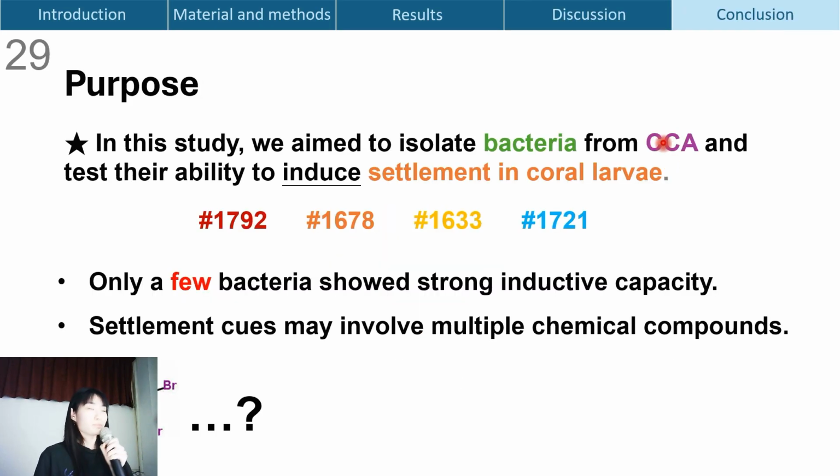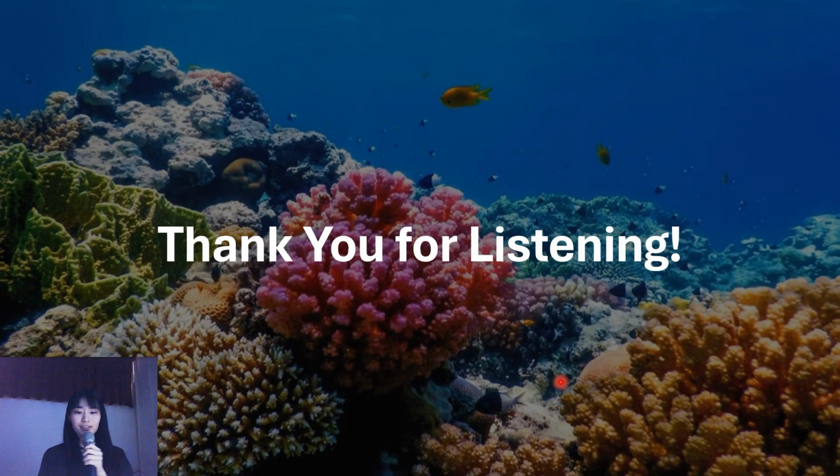So we go back to our purpose in this study. We now know these four bacteria can successfully induce settlement, but we not only want to know these few bacteria that can show strong capacity, we need to know more about the settlement cues that may be involved, except for this one. We now only know this one. So thank you for listening.